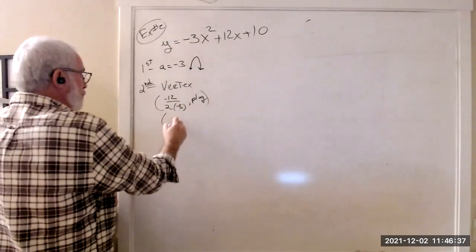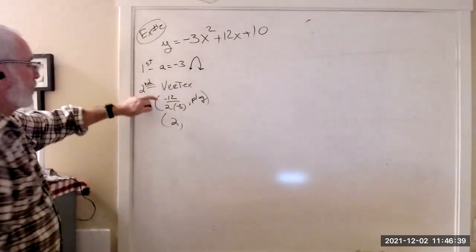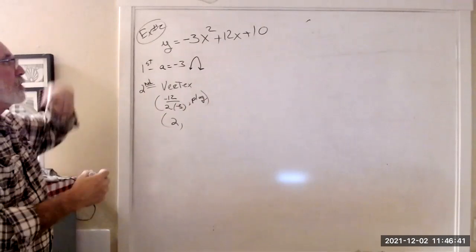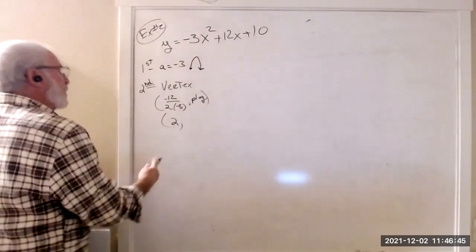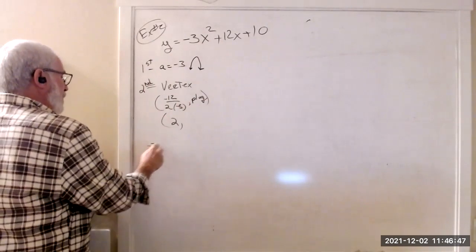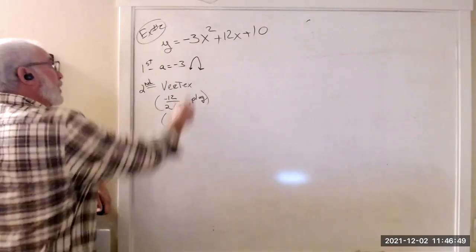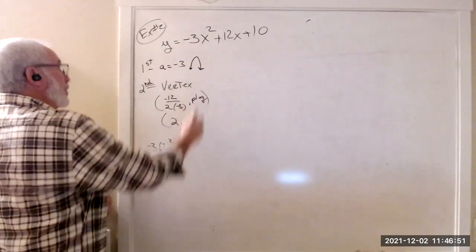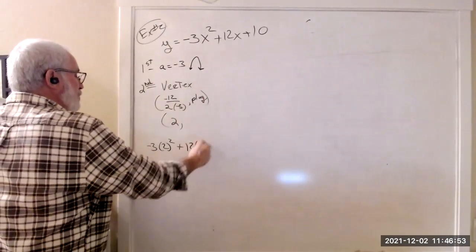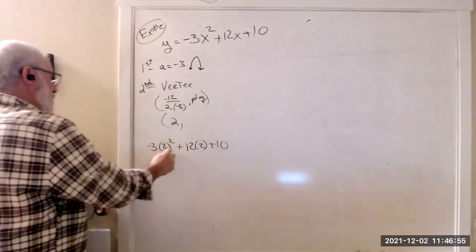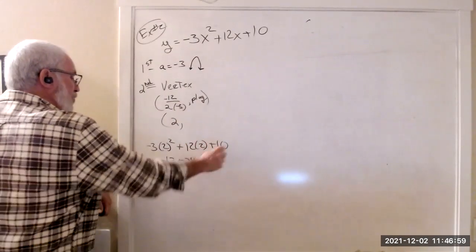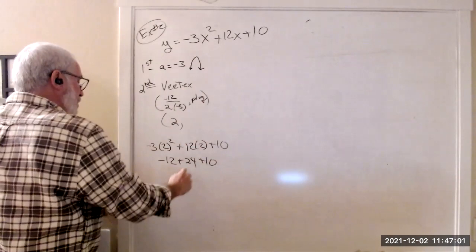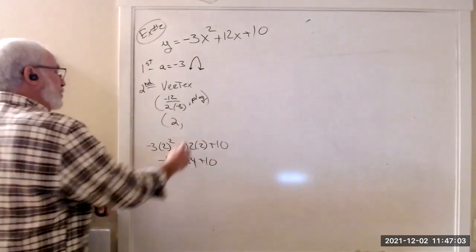So that's 2. -12 divided by -6 is 2. Plug it in. Okay, let's see. -3 times 2 squared plus 12 times 2 plus 10. That's -12 plus 24 plus 10. That's 22.